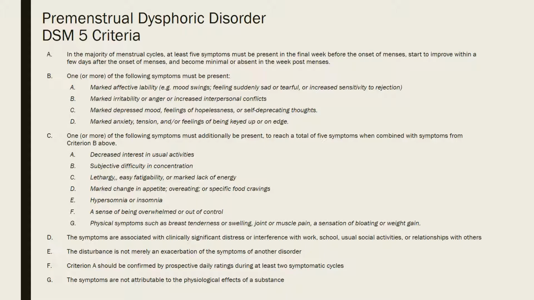So one or more of the following symptoms must be present: marked affective lability, so mood swings, feeling suddenly sad or tearful for no reason, increased sensitivity to rejection, marked irritability to anger, or increased interpersonal conflict. So this is beyond the norm. Like all of a sudden I feel anger all the time, I can't get along with you all the time. Marked depressed mood, feelings of hopelessness or self-deprecating thoughts. So I'm sad, I feel empty, I hate myself. Marked anxiety, tension, and or feelings of being keyed up on edge. So like just feeling like something's going to happen all of the time. So you need one or more of those.